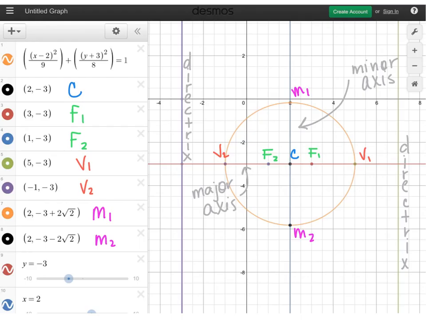So instead of subjecting you to more of my terrible artwork, I used Desmos to graph this and some of the major points just to illustrate what we were talking about. So here's my center, my 2 foci, my 2 vertices. I have also sketched the 2 points that lie across our minor axis, which I labeled M1 and M2, and also the directrixes, just in case you wanted to see those.